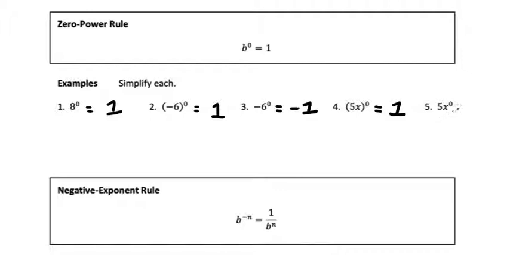In number 5, the 0 power is only attached to the x, and so only the x is raised to the 0 power. So we have x to the 0, which is 1, and then we multiply that by 5. So for number 5, it would be 5 times 1, which is equal to 5.